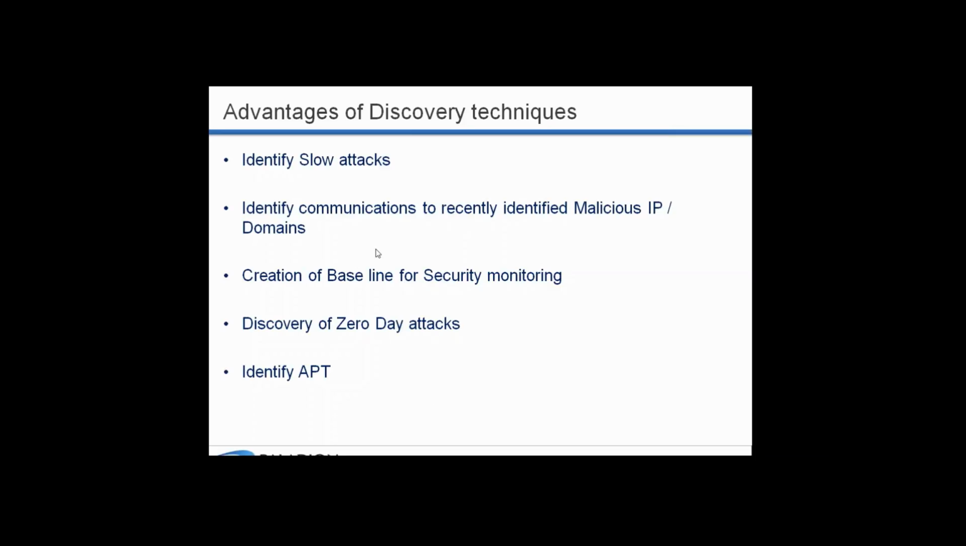And then identifying communications to recently identified malicious IP and domains. So an IP or domain that is not listed as malicious today could be reported as malicious tomorrow. A SIM solution obtaining these threat intelligence feeds for real-time analysis will probably miss a threat in real time if the attacker IP is not yet listed. So using discovery methods, we'll be able to identify if any communications in the past were associated to malicious IP or domain.